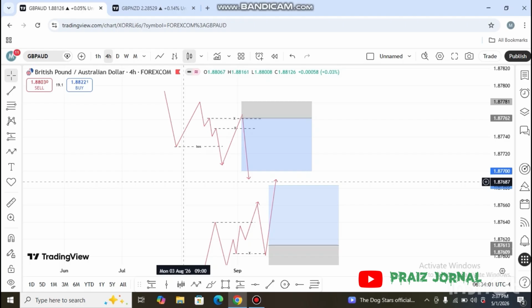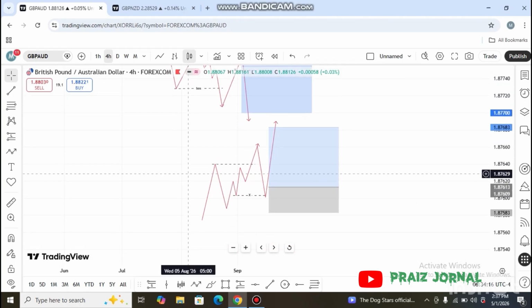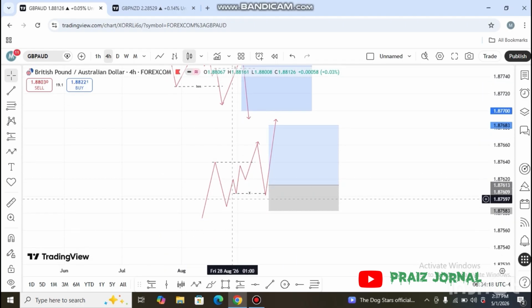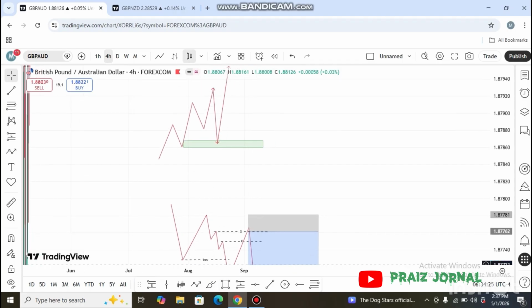And what is the difference between this structural liquidity and the inducement liquidity? With the structural liquidity, before the break of structure, we had little structures inside this range. As you can see in this bullish scenario, before the break of structure, we have little structures in it, right?